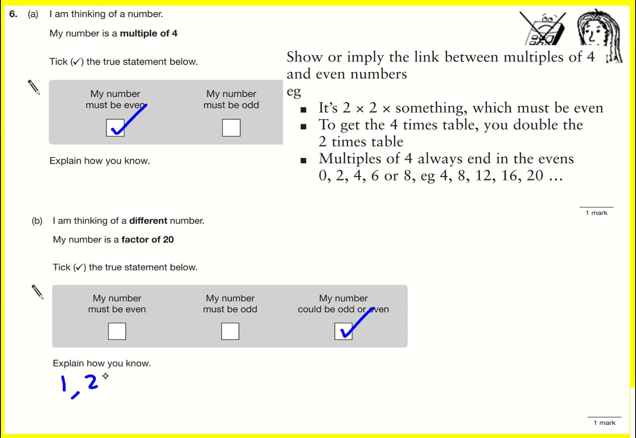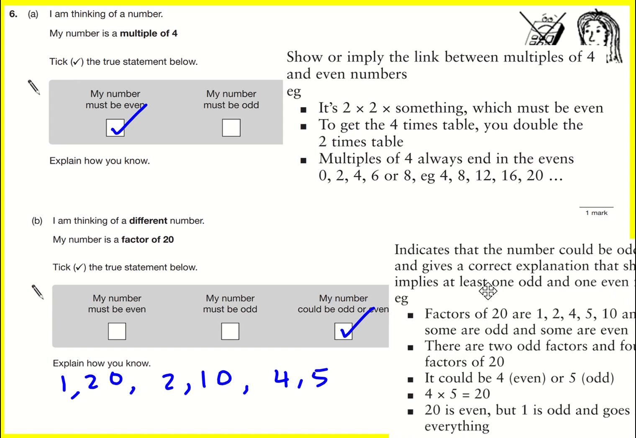And I always write them down in pairs. So actually, 1 is a factor of every whole number and the number itself. But 2 in this case is because it's 2 times 10. So we get 10. 3 isn't, but we get 4 and 5. And so then we can just say something along the lines of the fact that some of these are odd and some of these are even.